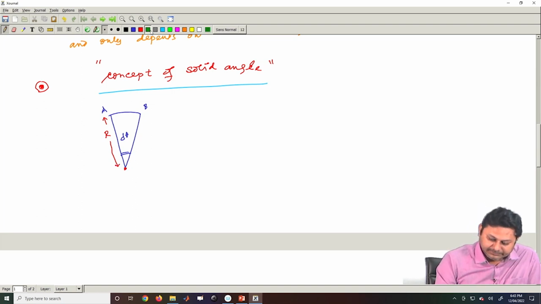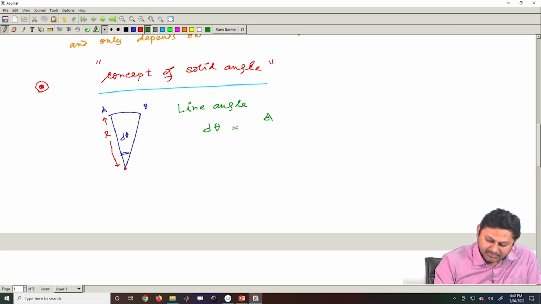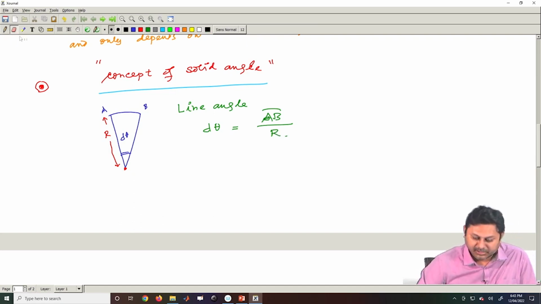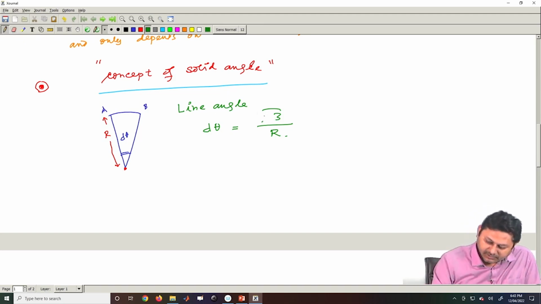So, the line angle is d theta, which is this line segment AB divided by r. Okay, let me write this A properly. This is AB divided by r.